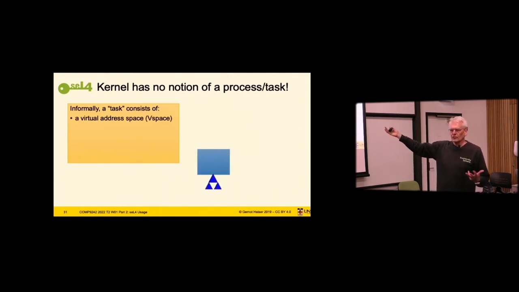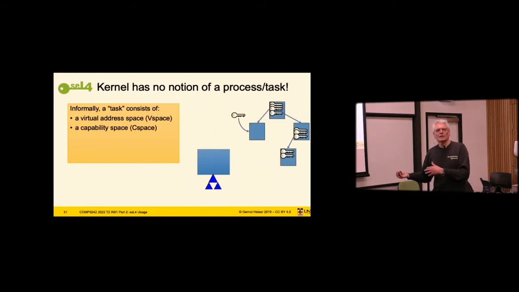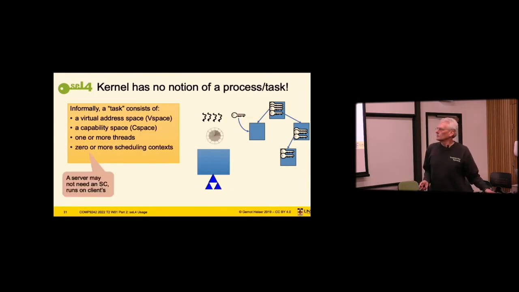A process or task obviously needs a virtual address space, so that's a V space in seL4 speak. It has a protection domain, which in seL4 needs capabilities to perform any operations, so it has to have a C space. It definitely has one or more threads, because there's no execution without a thread. It may or may not have a scheduling context. A user process in general needs a scheduling context, so if you create a user process, you need to give it a scheduling context.